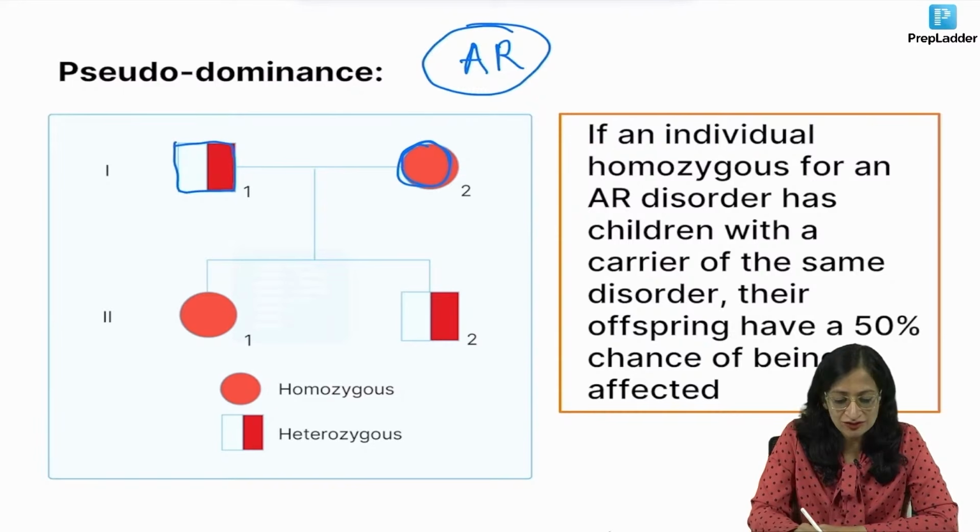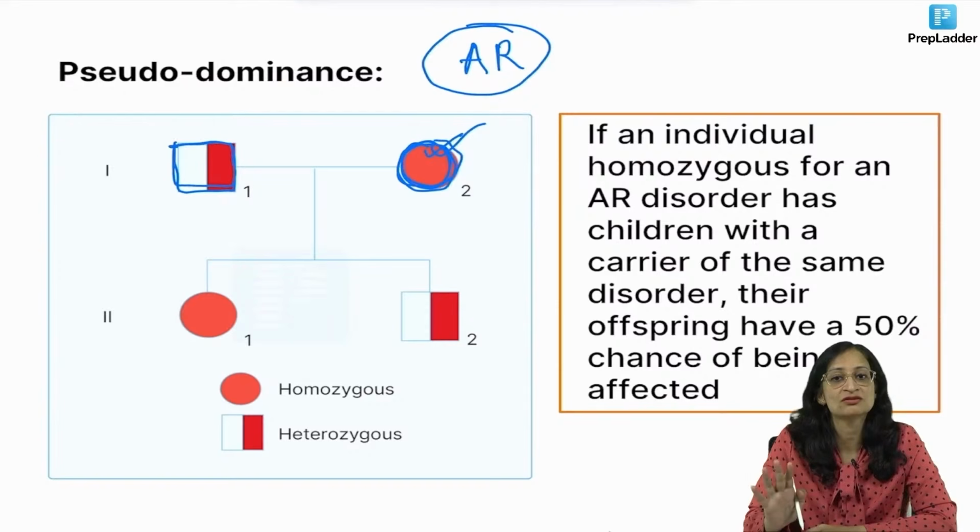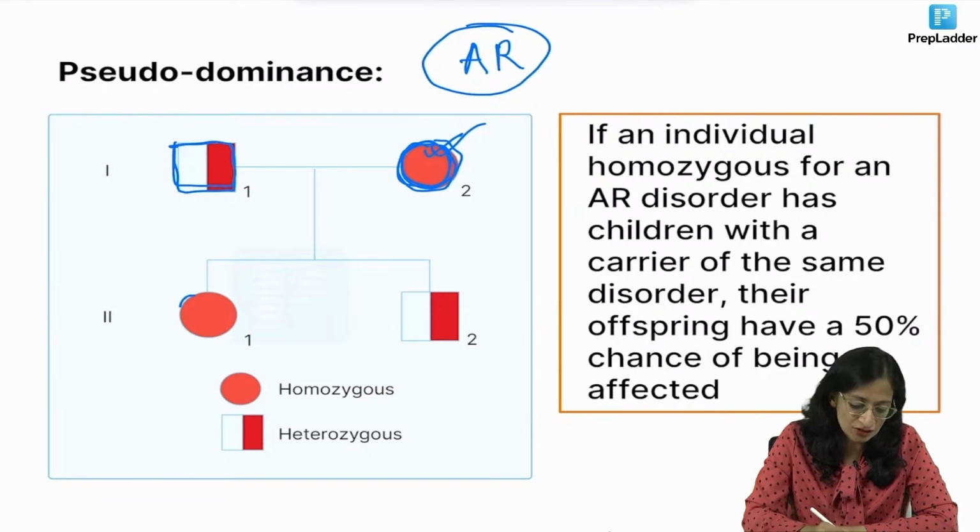So if only the female would have been affected, all the children would have been carriers in an autosomal recessive disorder. But here, because the female is affected and the husband is also a carrier for the same disorder, then you can have children who are affected.